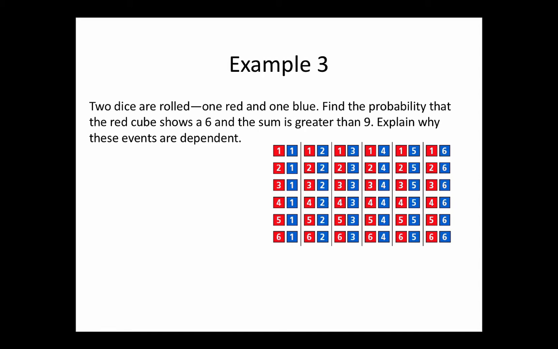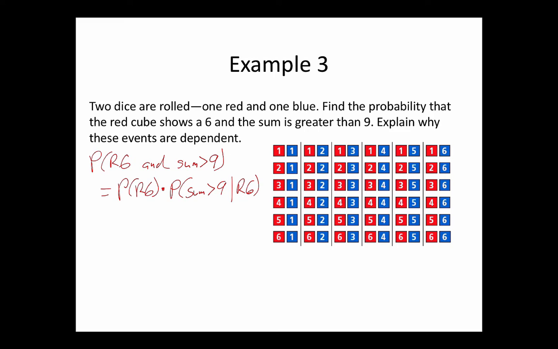So 2 dice are rolled, 1 red and 1 blue. If you're using a paper copy, it's one to the left and one to the right. We're asked to find the probability that the red cube shows a 6 and the sum is greater than 9. So I'm going to start off with just that notation. What's the probability that we get a red 6 and the sum is greater than 9? The sum greater than 9 is going to depend on what the first thing is. So we're going to do the probability that we roll a red 6 multiplied by the probability that your sum is greater than 9, assuming we already know that we have a red 6.